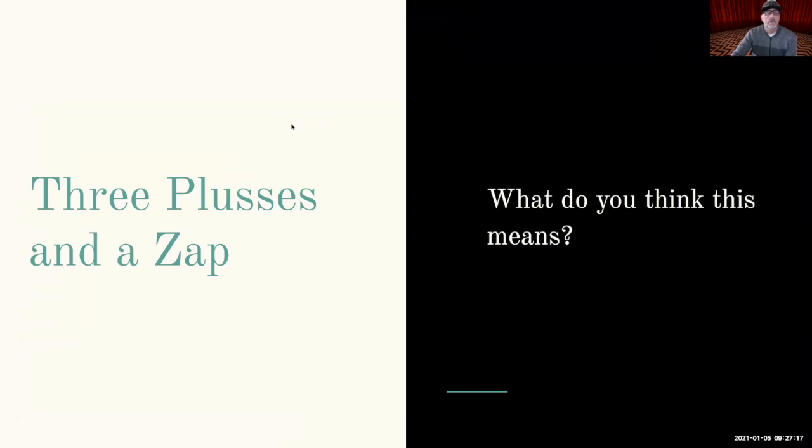All right, so 3 pluses and a zap. That's what we're going to be talking about today. So we had been talking about using embedded transitions and the difference between your standard transition words and phrases. And then we started talking about dynamic symmetry, which is just 3 other strategies that you can use to transition from one thought to another, one paragraph to another. But today we're going to spend some time talking about something called 3 pluses and a zap.